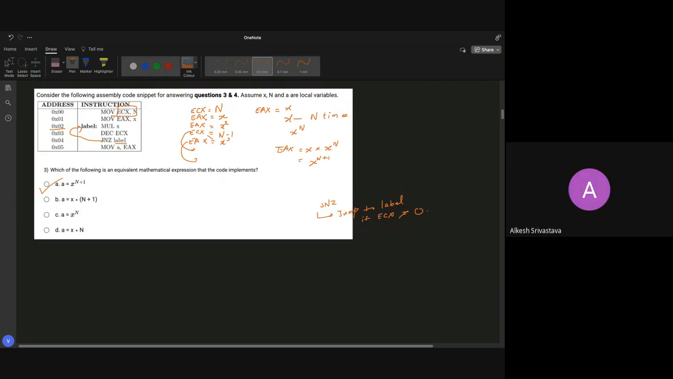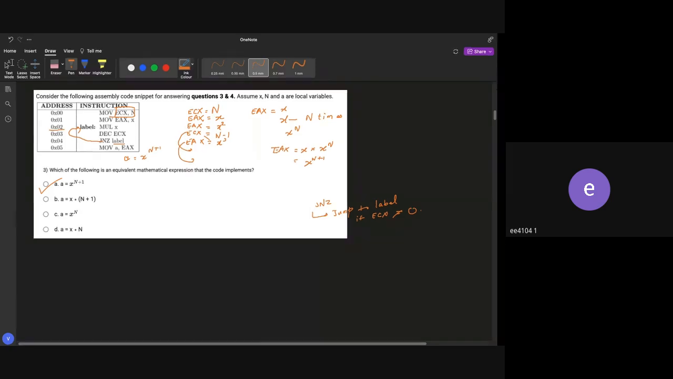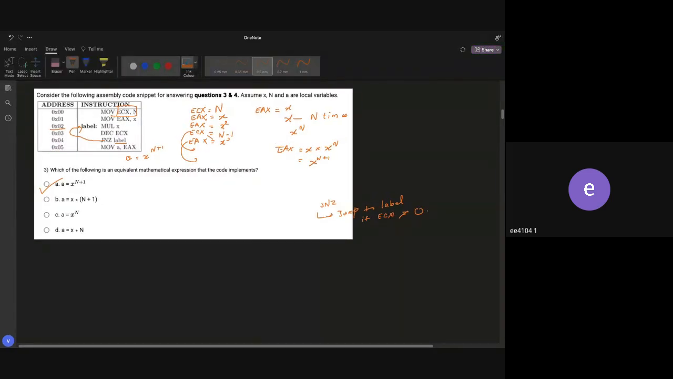Yes, ma'am. And finally, we are moving this ECX to A. So finally the answer will be there in the variable A. So it will become A equals x to the power n plus 1. Is it clear to everyone? Just give a thumbs up.